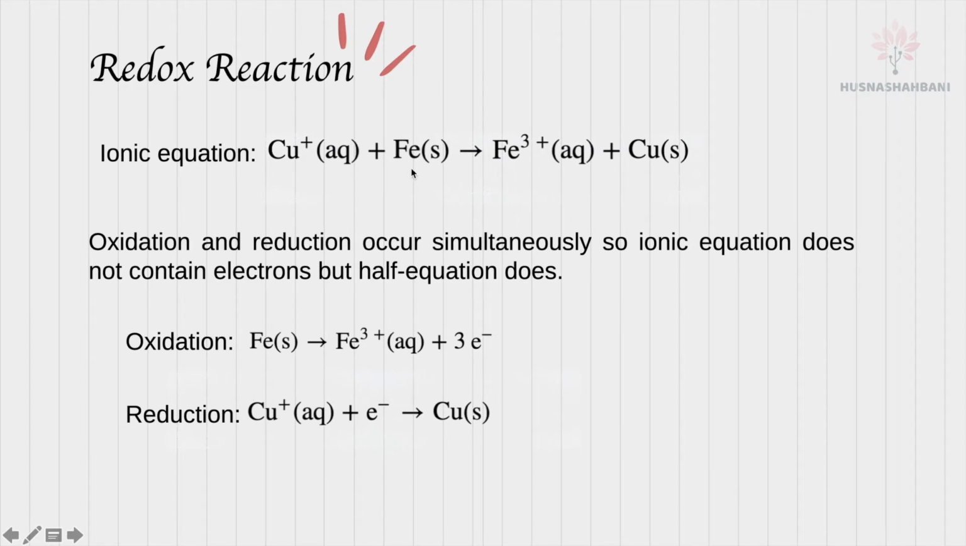Make it half. So focus on each element. Fe solid becomes Fe3 plus aqueous. We know that it's losing 3 electrons, so it's an oxidation process. And Cu plus becomes Cu solid. Focus on Cu. Cu plus, positive 1 oxidation number, becomes 0, so it is reduction. Gaining electrons, a reduction process because it's gaining electrons. This is an oxidation process because it's losing electrons. Losing electrons, the electron is at the product. Gaining electrons, the electron is at the reactant.